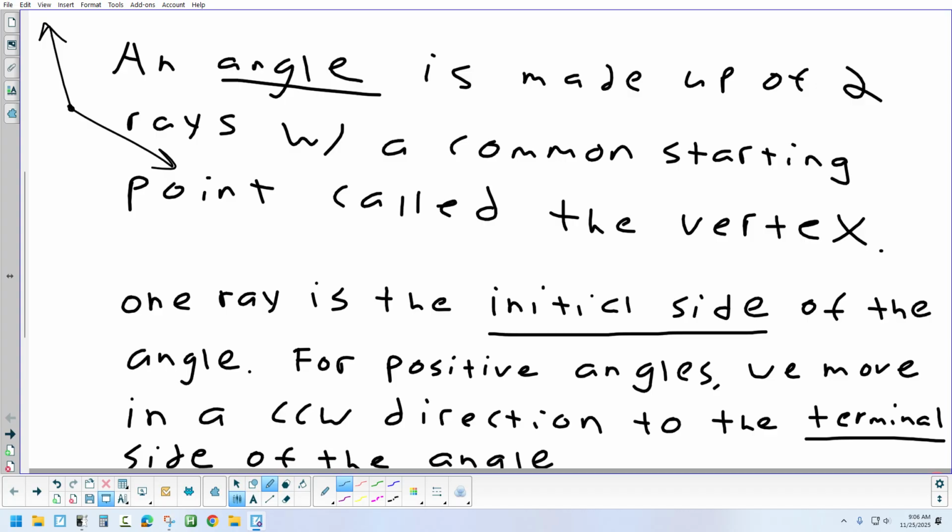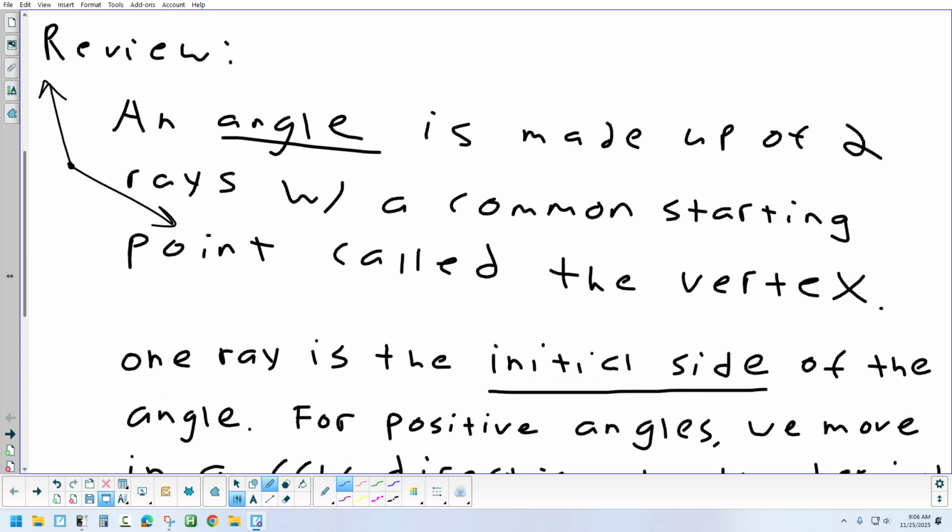Okay, each ray has a name to it. One of them is called the initial side. The other one is called the terminal side. And the way that you figure out which one is which is imagine that you're standing between the two rays and you rotate counterclockwise, like this. As you rotate counterclockwise between the two rays, the ray that you start at would be considered the initial side, and the ray that you end at would be the terminal side.